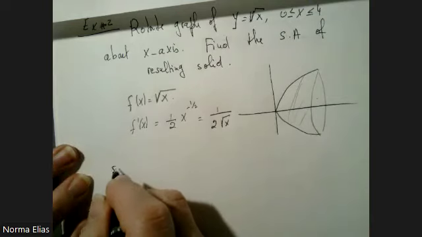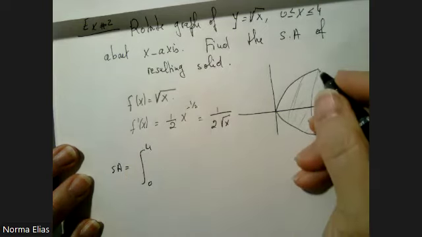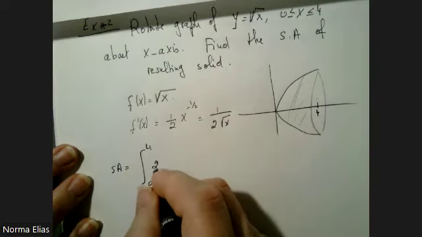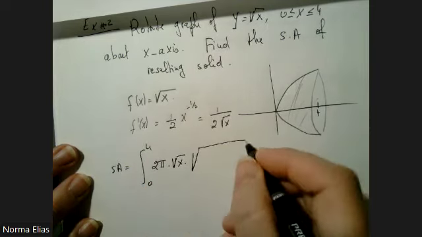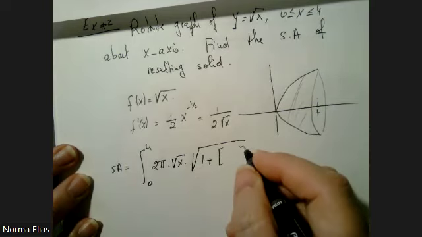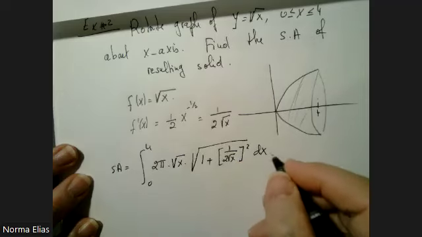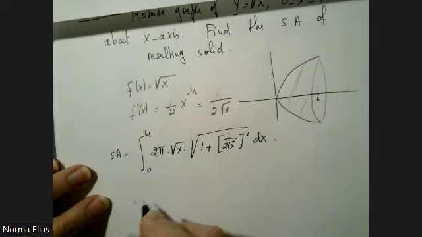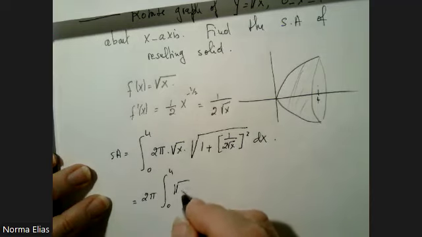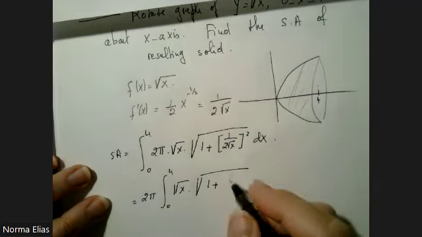So the surface area would be the integral from 0 to 4, that's my 4 right here, of 2 pi times f of x times the square root of 1 plus the derivative squared dx. So it's equal to 2 pi, which is a constant, and only a constant can be taken out. And I need to simplify the term under the square root before I go any further.